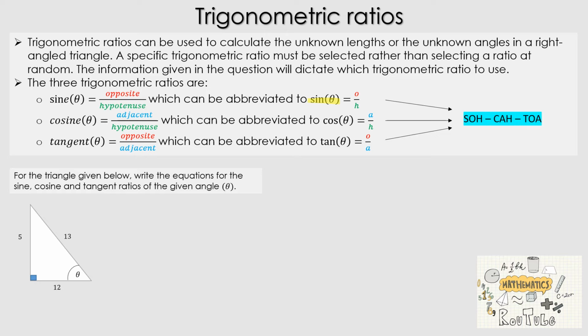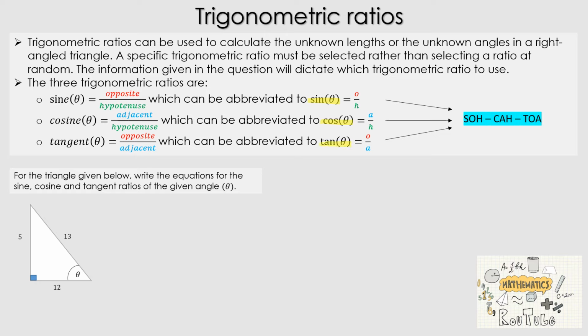Next one we have is cosine. So cosine theta equals adjacent over hypotenuse, which can be abbreviated to cos. Cos theta equals A over H, instead of writing adjacent and hypotenuse. And the third and final one is tangent. So tangent theta equals opposite over adjacent, which can be abbreviated to tan theta equals O over A.